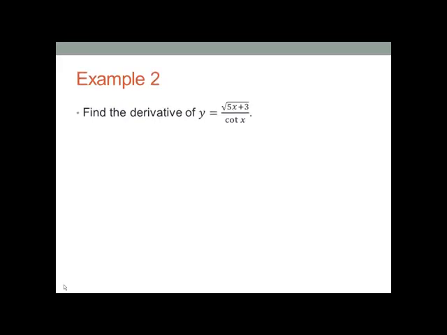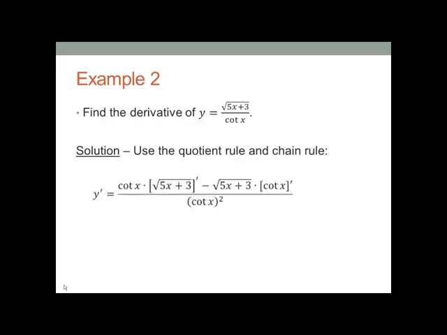Example 2: I want to find the derivative of y equals the square root of 5x plus 3 divided by the cotangent of x. Here I have both a quotient and a composite function. Therefore, I must use the quotient rule and the chain rule. Applying the quotient rule formula, the quotient rule says to take the function on the bottom, cotangent of x, and multiply by the derivative of the function on top, square root of 5x plus 3, minus the function on top, square root of 5x plus 3, times the derivative of the function on the bottom, cotangent of x, all divided by the bottom function squared.